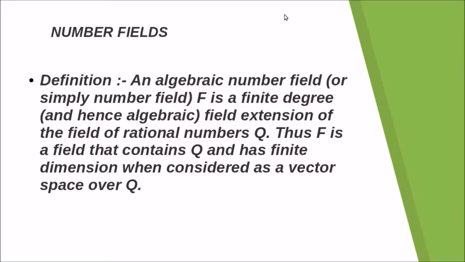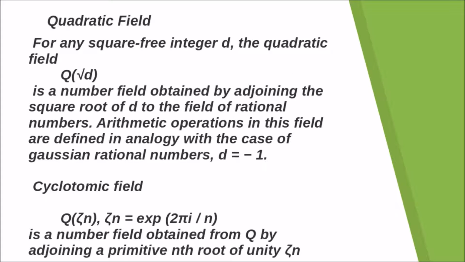Okay, so let's talk about number fields now. Let's start with the definition. An algebraic number field F is a finite degree field extension of the field of rational numbers Q. Thus F is a field that contains Q and has finite dimension when considered as a vector space over Q. Now we will talk about two basic fields, quadratic fields and cyclotomic fields.